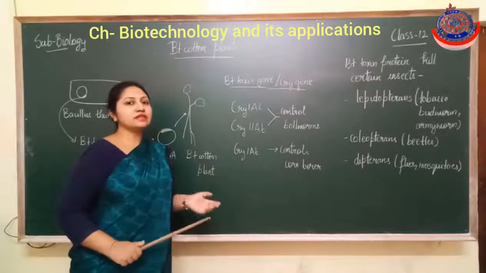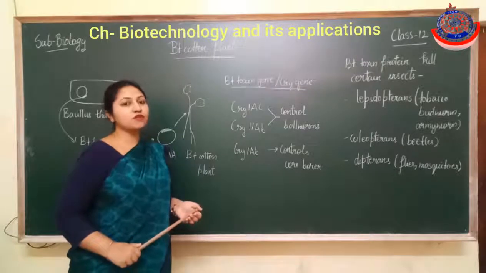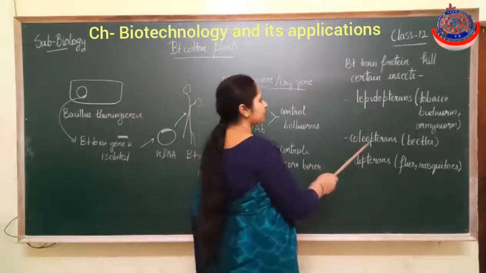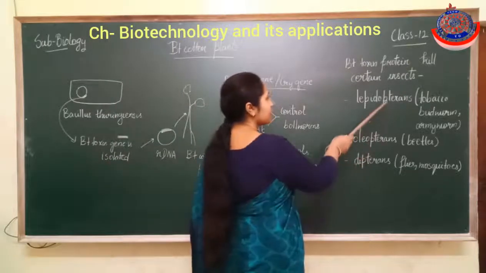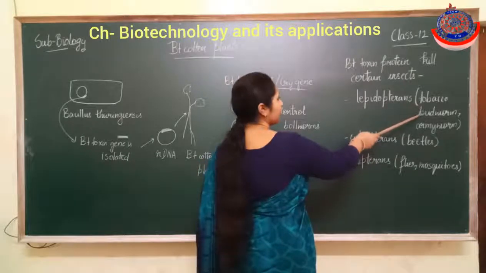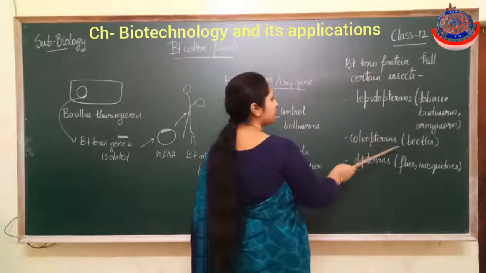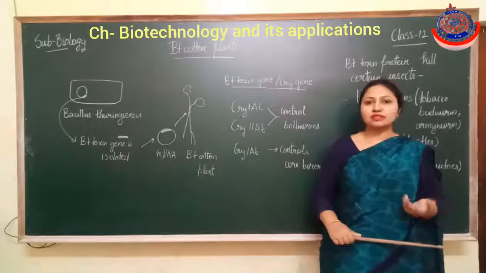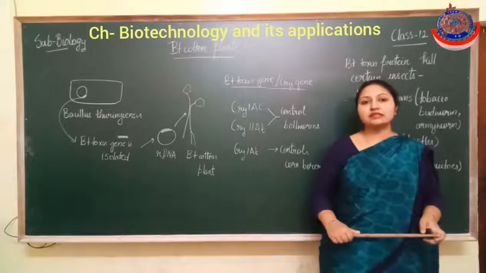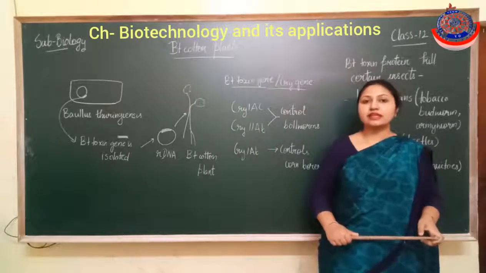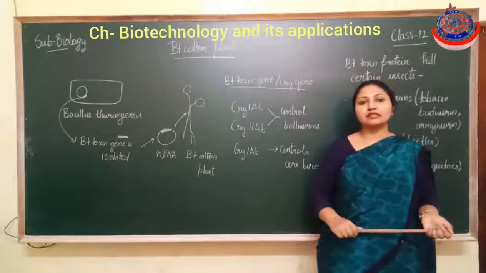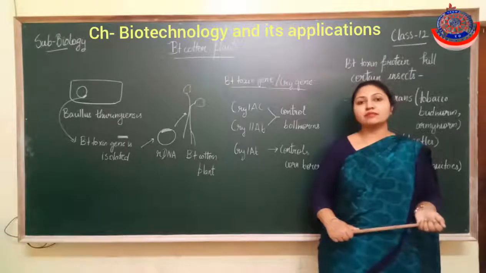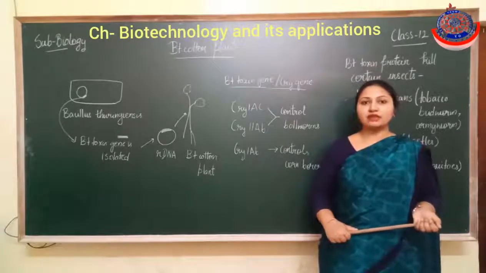Clear? Even these cry genes are responsible for killing so many insects, like lepidopterans, coleopterans and dipterans. Lepidopterans are like tobacco budworm and armyworm, coleopterans are beetles, and dipterans are flies and mosquitoes. How does this happen? How is the BT gene responsible for killing certain insects and making the plant resistant against these insects? So let's discuss in detail the mechanism of this BT gene, how it works.